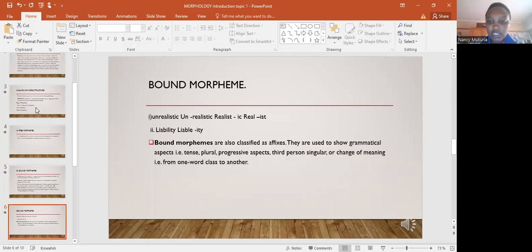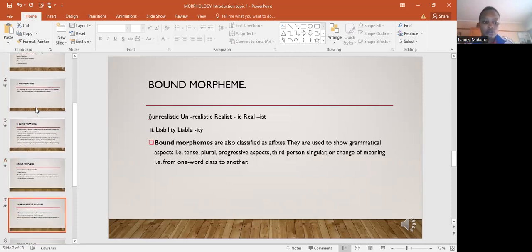Bound morphemes are classified as affixes. They are used to show grammatical aspects. They show tense, plural, progressive aspects, third person singular, or change of meaning, i.e. from one word class to another. You can add an affix to a free morpheme and change the word, for example, from a noun to an adjective, or from a noun to a verb, something of the sort.